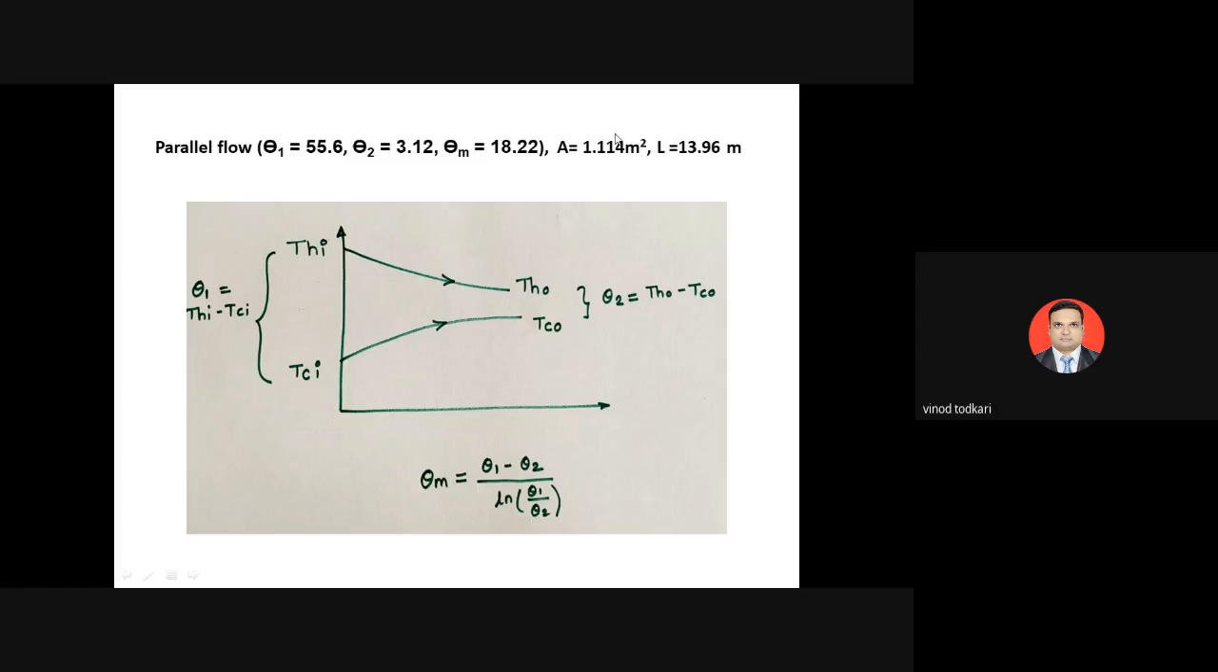Once A is known to you, this is a tube in tube kind of heat exchanger. So only one tube is there. So A is equal to pi dl. The value of diameter is known to us. So we can work out the length of the heat exchanger. Is it clear to you? I believe that this is clear to you. So this is one type of heat exchanger, which is parallel flow heat exchanger.